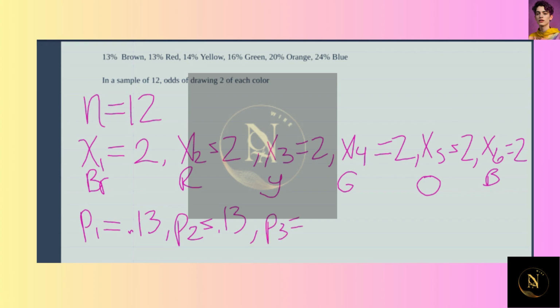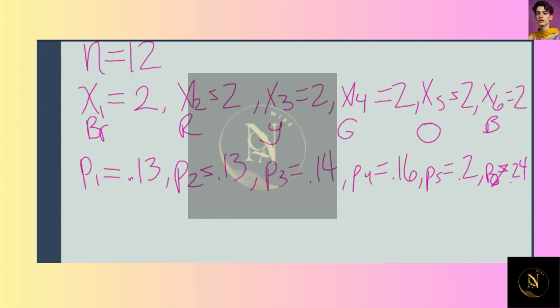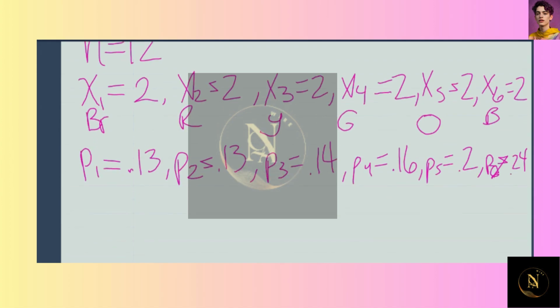P3, the probability of getting a yellow, is 0.14. P4 is equal to 0.16. P5 is equal to 0.2. And P6 for the blue is equal to 0.24. All right, so we have all of this information, and now we're ready to finally plug into our formula.